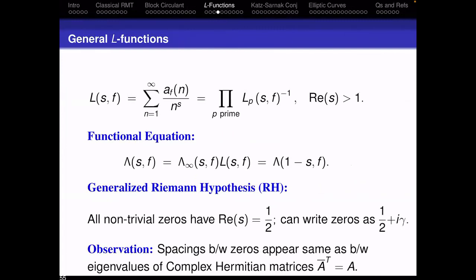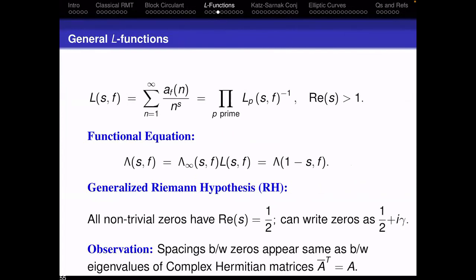Instead of studying this classical zeta function, we can study more general L functions where instead of having a 1 everywhere, we have some coefficients a_f(n). You can study anything you want. The question is, when is it going to be useful? And for the most part, if there's not an Euler product, it's not considered useful.